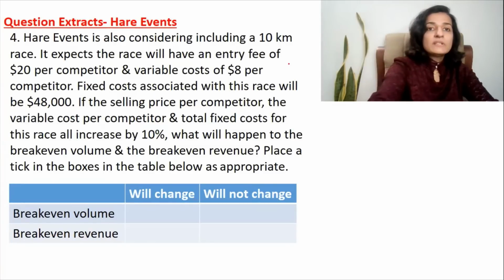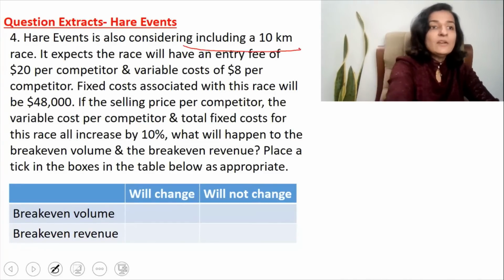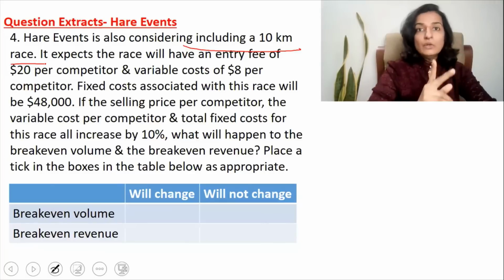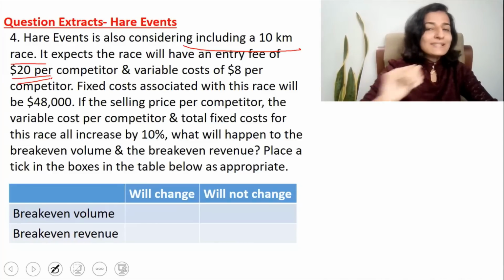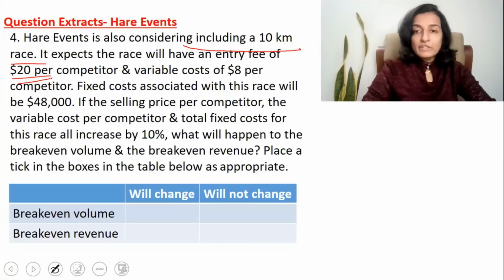Hare Events is also considering including a 10-kilometer race. So this is a new racing event. It expects the race will have an entry fee of $20 per competitor. That's nothing but the selling price. So let's key it in the format that I have already taught you.